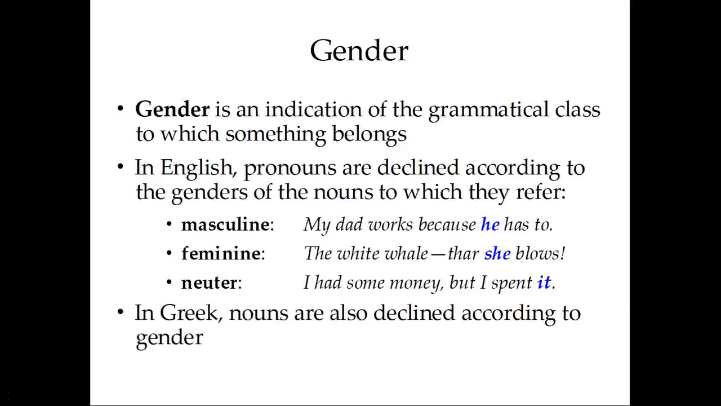In Greek, nouns are also declined according to gender. So not just pronouns, but also nouns. In English, there's a very limited amount that this takes place. So with a noun like actor, for instance, in the feminine, it's actress. Some might say that is actually a different noun, and that actor and actress are different nouns, but they could also be thought of as the same noun, declined differently according to gender. We have a limited number of these in English, but in Greek, it's everywhere.